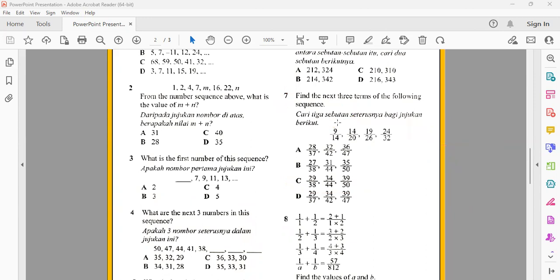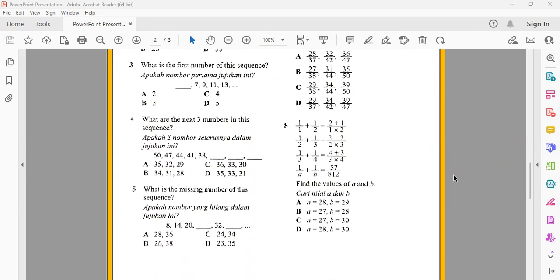But of course, now we want to answer maths questions and be able to master our maths. Again, fractions. Oh goodness gracious. What's this fraction looking like? 1 over 1 plus 1 over 2. Find the values of A and B. First, look at the question. Over here, we have 1 over 1 plus 1 over 2. Then the question says it equals 2 plus 1 over 1 times 2.